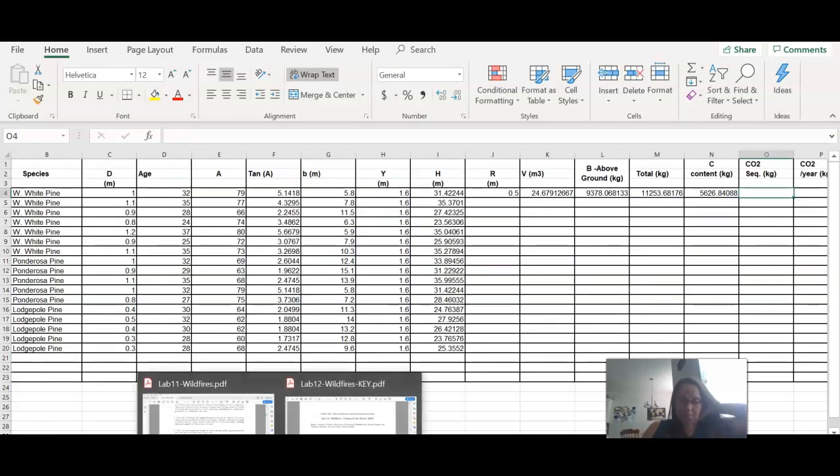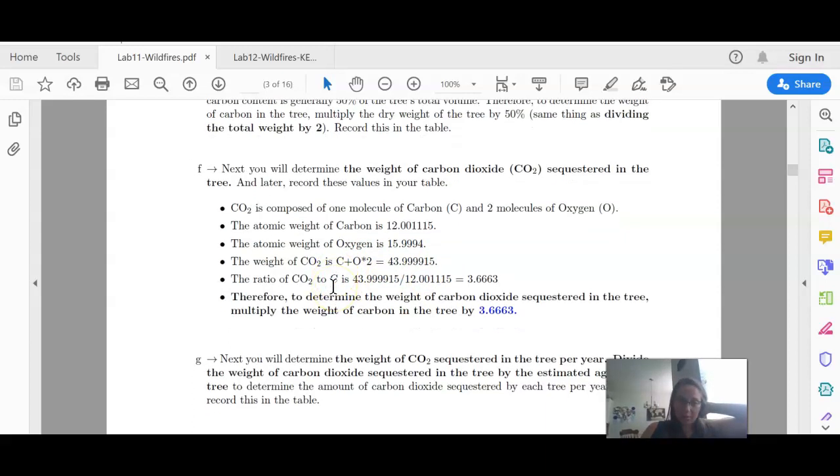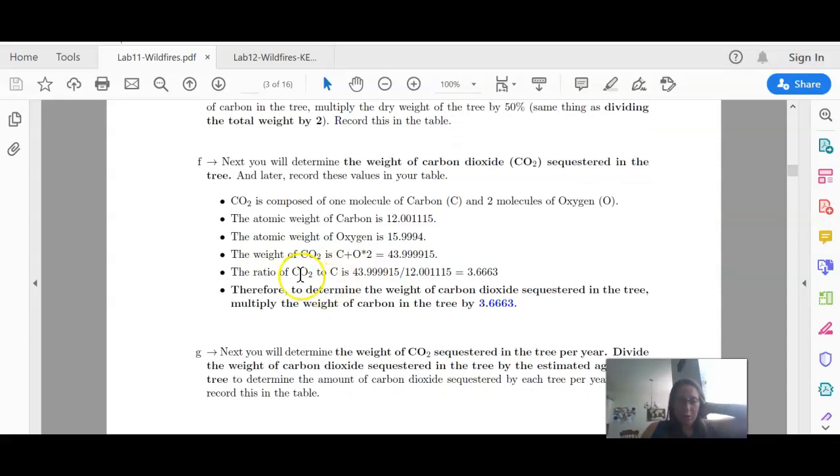Excellent. Straightforward. Next question. Next you will determine the weight of carbon dioxide sequestered in the tree, and later record these values in your table. So this is a little bit more complicated, so let's just go through it. Carbon dioxide is composed of one molecule of carbon and two of oxygen. The atomic weight of carbon is 12 point something. The atomic weight of oxygen we round out to 16. So the weight of carbon dioxide is 1 of carbon plus 2 of oxygen, which is equal to about 44 units. So the ratio of carbon dioxide to carbon would be equal to 44 divided by 12.